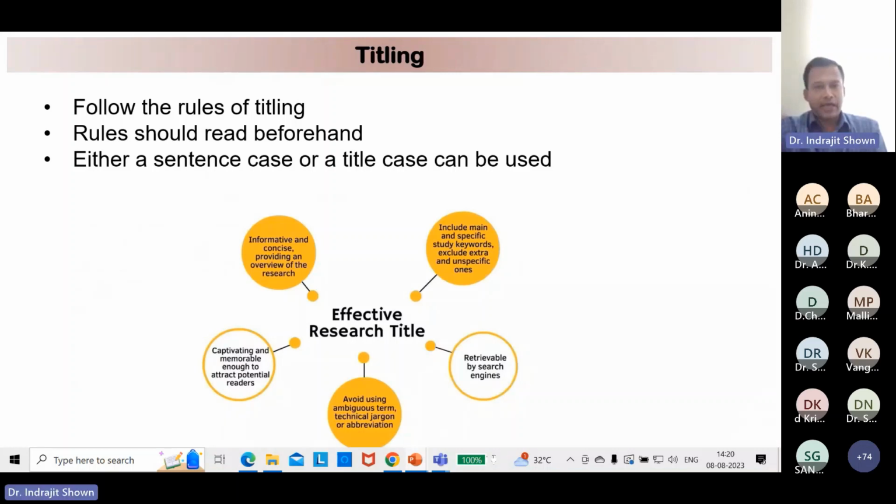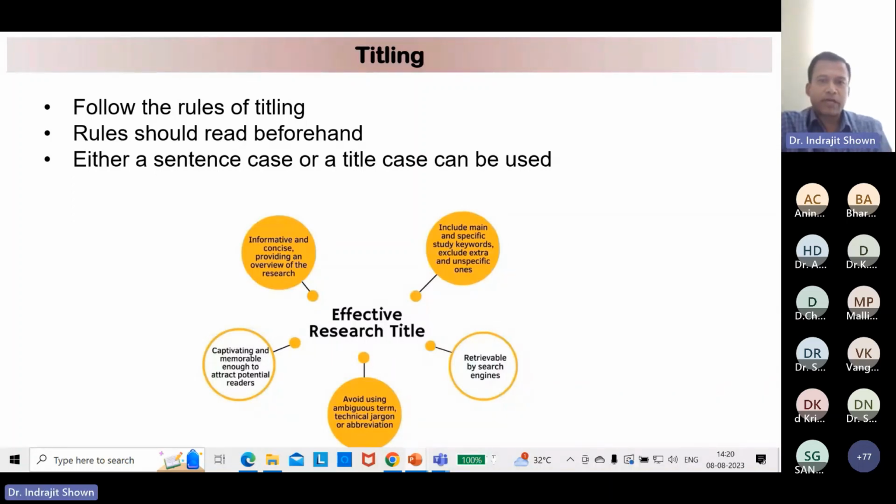Then for any research topic you are choosing, or research paper, particularly your research manuscript writing, it starts from the research title itself. That's why first you have to find a suitable title for your work or your research. And particularly we have to follow some rules for it, and we can follow either sentence case or title case. We can use both ways to choose a title.